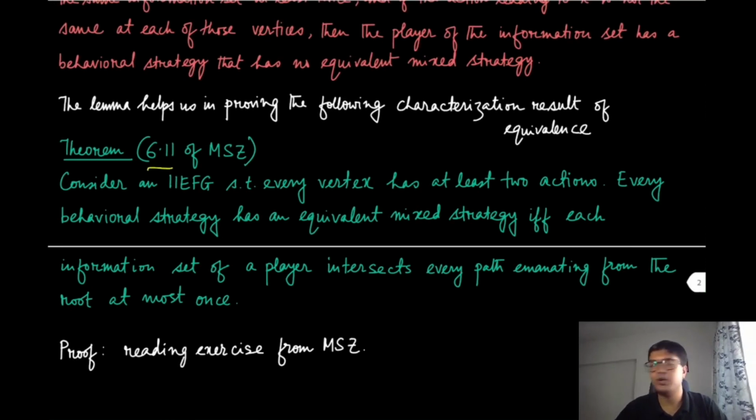This is theorem 6.11 of Maschler's book. Consider an imperfect information extensive form game such that every vertex has at least two actions. Every behavioral strategy has an equivalent mixed strategy if and only if each information set of a player intersects every path emanating from the root at most once. So it is essentially ruling out the situation that we have just seen. If that does not happen, then you can always ensure that there exists an equivalent mixed strategy for a behavioral strategy. This is a necessary and sufficient condition for that to happen.